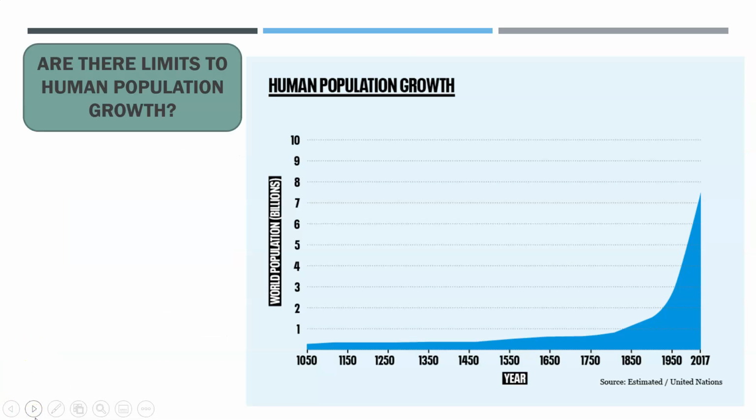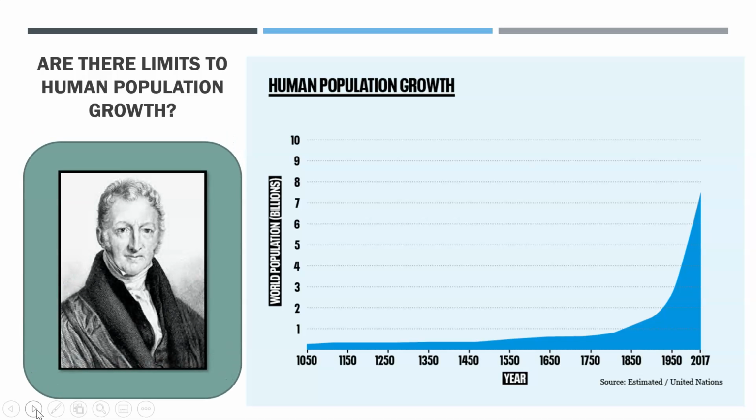So the question is, are there limits to human population growth? Here we can see a human population growth curve. The population was very low for very long, and then in about the 1850s to the late 1800s, we saw a drastic increase in human populations.